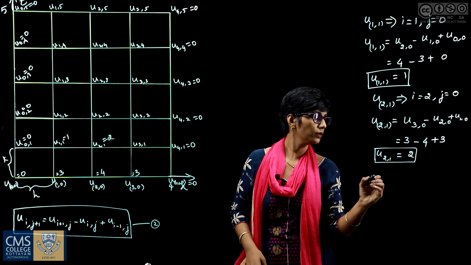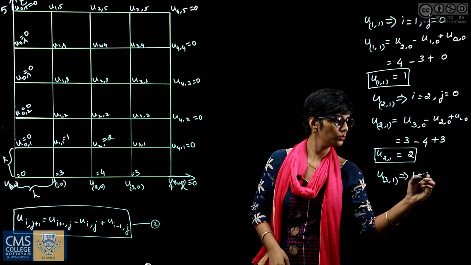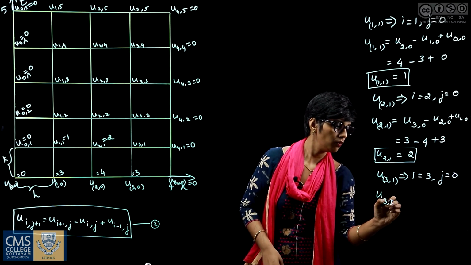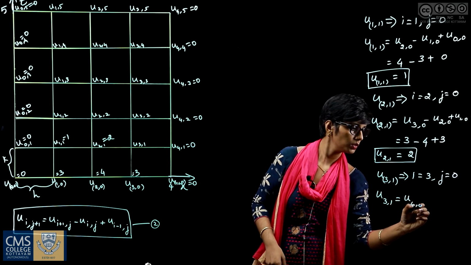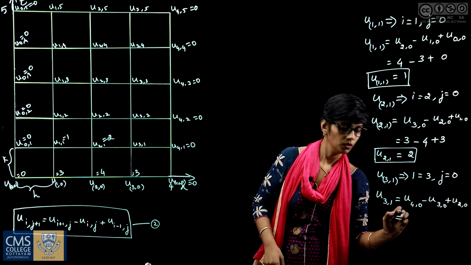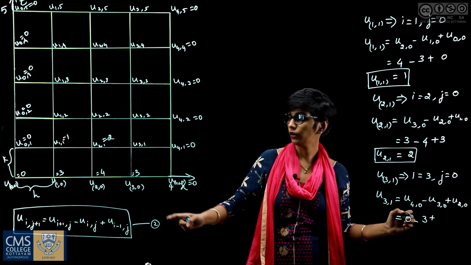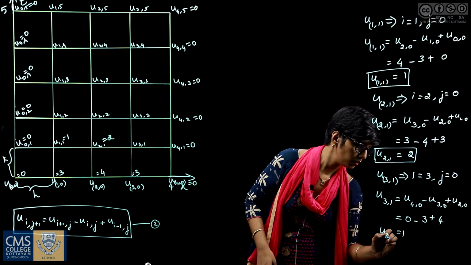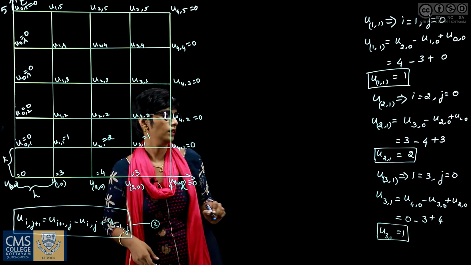Next we are going to find u of 3 comma 1. For this i is equal to 3, j is equal to 0. So u of 3 comma 1 is equal to u of 4 comma 0 minus u of 3 comma 0 plus u of 2 comma 0. The 4 comma 0 value is 0, the 3 comma 0 value is 3, plus u of 2 comma 0, whose value is 4. So we have 1. So u of 3 comma 1 is 1.